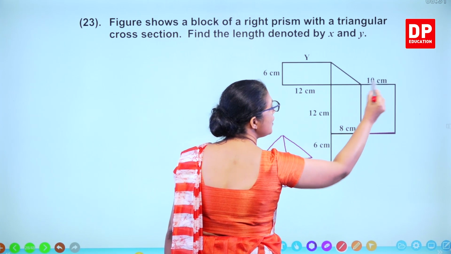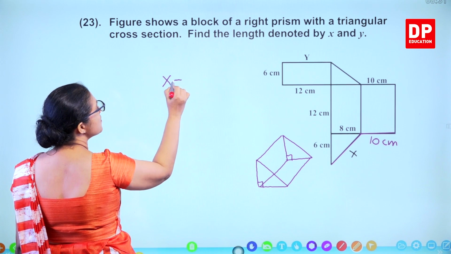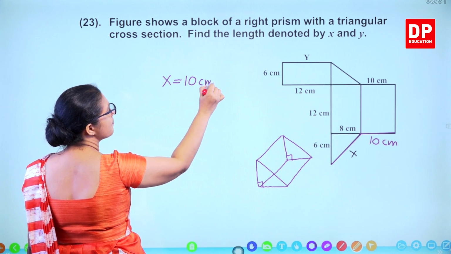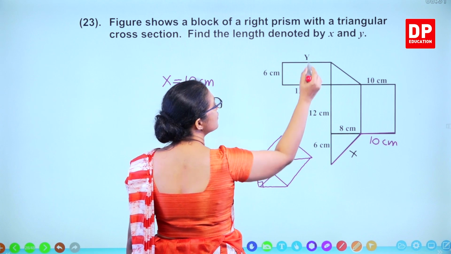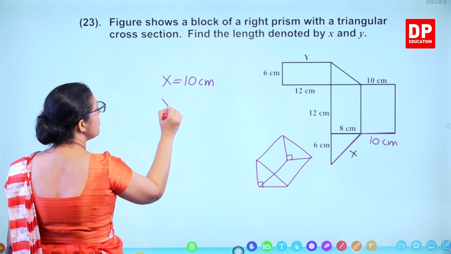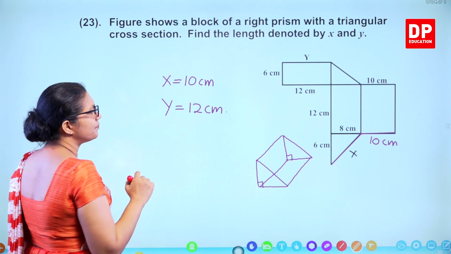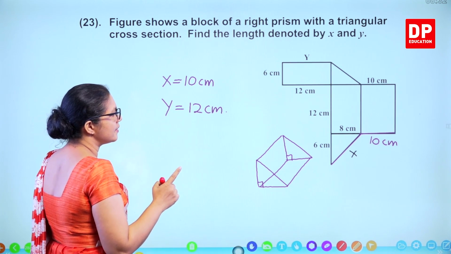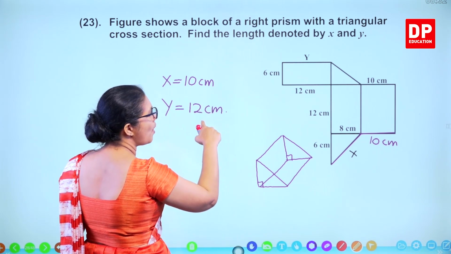So if we know this is 10, this is 10 because these all are rectangles, opposite sides are equal. So what's the x value then? X becomes 10 centimeters. And look at this rectangle. This is given 12. So definitely y should be equal to 12 centimeters. So identifying the appropriate lengths, you get 1 mark here and 1 mark here.